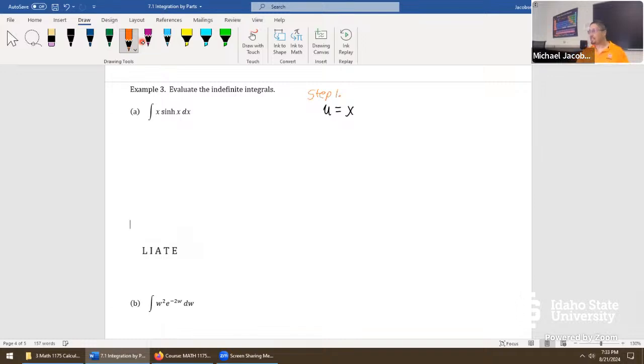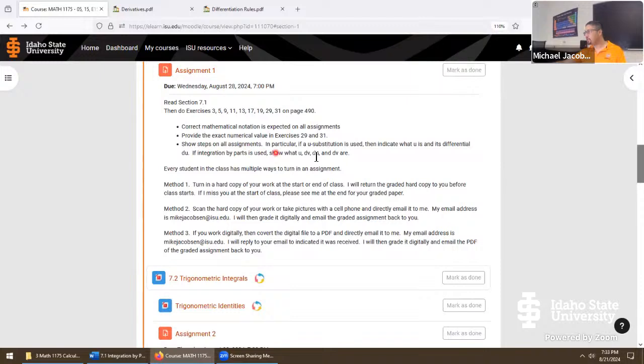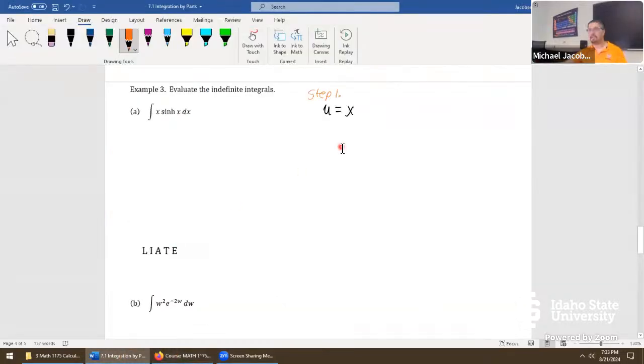Let's write this out carefully. In the homework, there's a little bit of a guide on what is expected for the work. Let's take a look. If you're using a u substitution, indicate what u is. But if you're using integration by parts, we need to build out this table. It doesn't have to be in a table form, but we need to indicate u, dv, du, and v. I might have said that twice, so I'm making a correction there. Let's go back here. Step 1 is to set u.